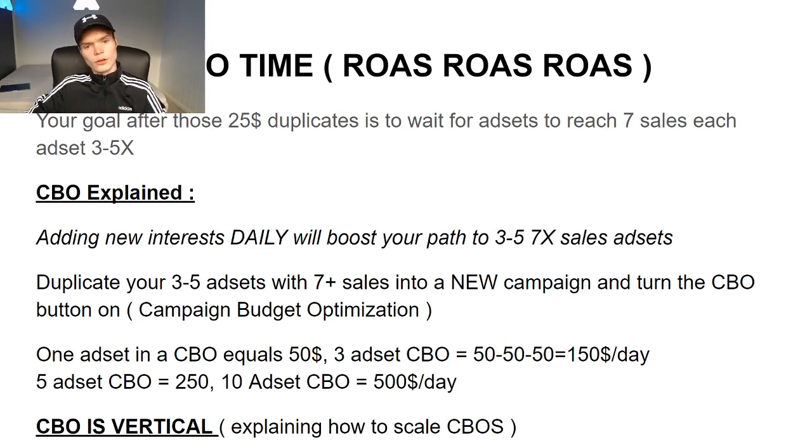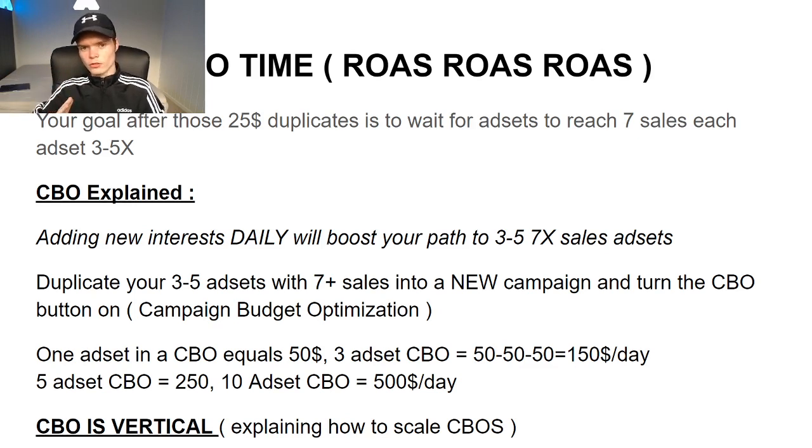But in order to do CBOs, normally at least, you should definitely have some data. Like I said down here, adding new interest daily will definitely boost your path to 3 to 5 ad sets with 7 sales, but I already covered that. So you're going to duplicate your 3 to 5, and this is how you make a CBO, guys. You're going to duplicate your 3 to 5 ad sets with 7 plus sales into a new campaign and turn the CBO button on. The CBO button is campaign budget optimization. You will see it when you go into the campaign part of creating the ads.